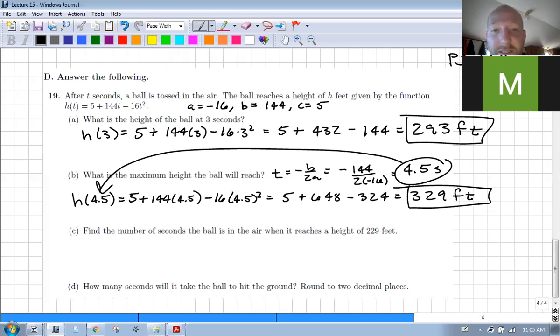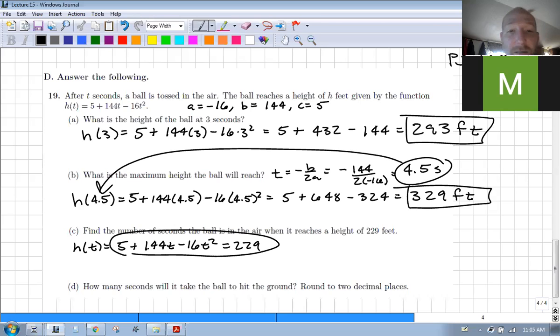So find the number of seconds the ball is in the air when it reaches a height of 229 feet. All right, well, we know our height here is given by this function, right? They say, what about when the height is 229 feet? What is the time? So you set the height equal to that, and now we have to solve for t.